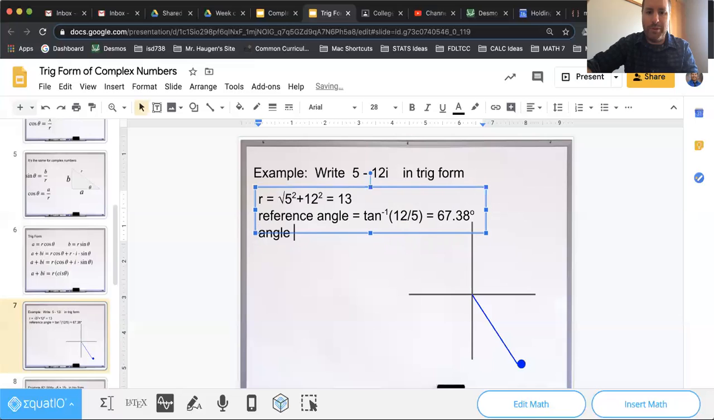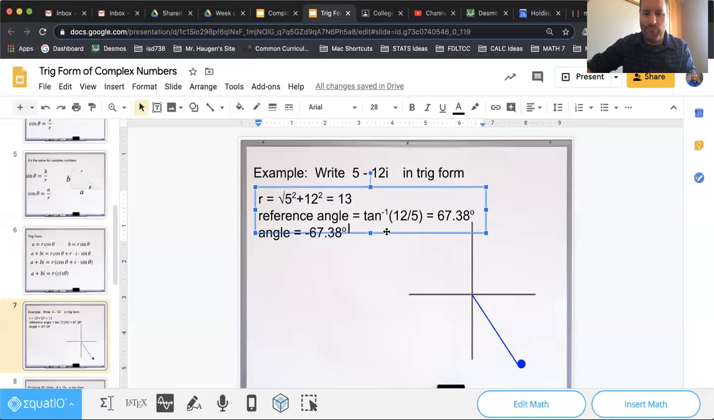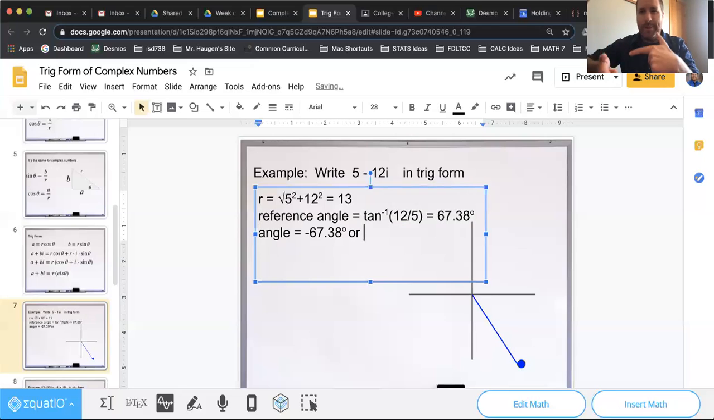will be, you can put this in a couple of different ways. We can either say it's the negative version of this angle, since we're going backwards a little bit, or possibly, now let's go down here. Or we could say we could take 360 minus that value, because we could do that. So which is 292.61.